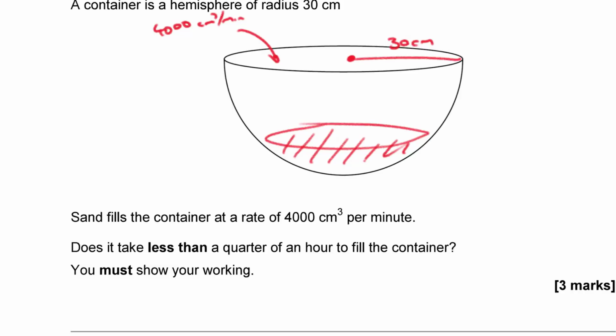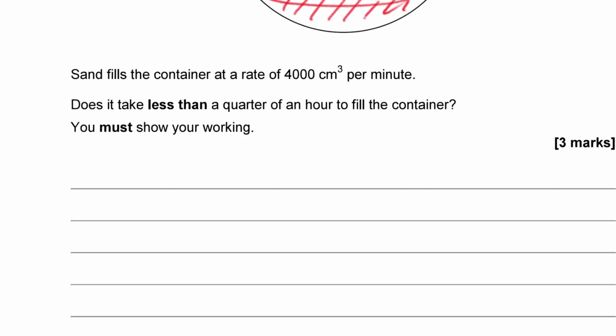Okay, so I suppose what we need to do is find the total capacity of that hemisphere. How much sand will it hold altogether? And then we're going to have to compare that with the rate it's filling up at, 4,000 cubic centimeters per minute, so we can work out how long it would take to fill, and we can see if that is more or less than 15 minutes. Okay, so let's do that. Let's work out the volume of the hemisphere then.